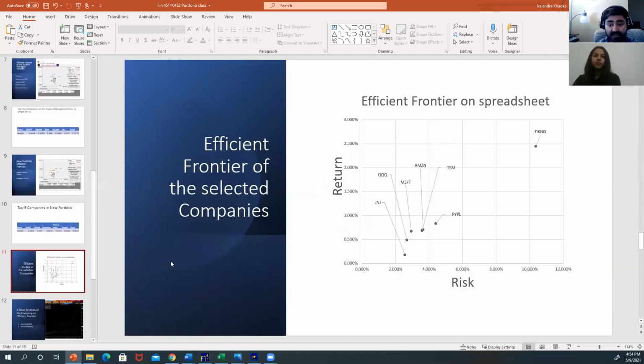And this is the efficient frontier of all these companies that we have in our portfolio. Actually, I drew the efficient frontier line by eliminating the risk, by looking at this risk return. The companies in our portfolio are Johnson & Johnson, Triple Q, Microsoft, Amazon, Taiwan Semiconductor, PayPal, and DraftKings. Our riskiest company here is DraftKings, but it actually has a very high return as well.